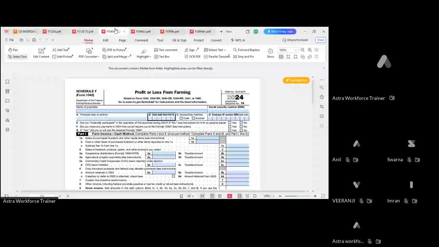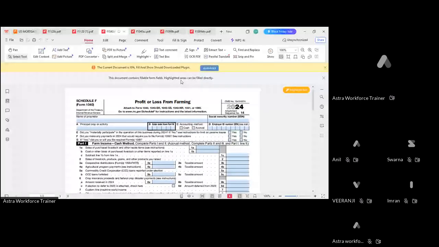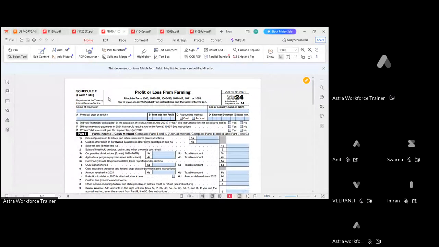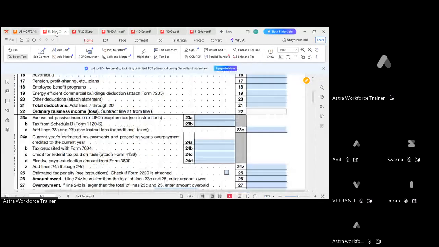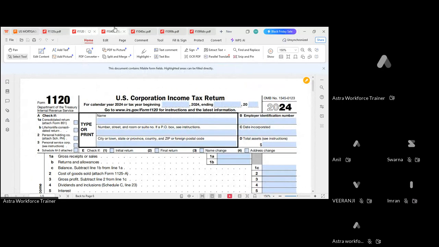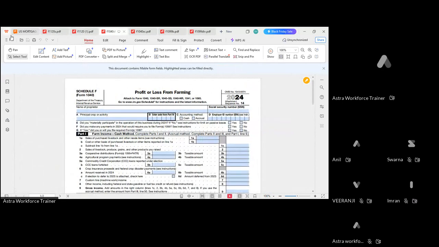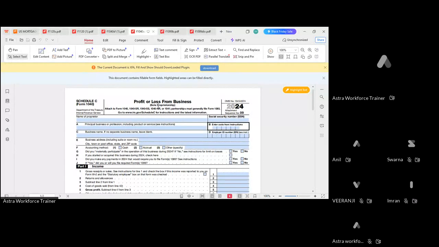This is 1120, and this is farm income, sorry, income from farming. Just to know, this is not mostly important. If anyone asks, the farm income you will get is mostly for the USDA loan program. You will get it on Schedule F. This is Schedule C, that is the sole proprietorship income.